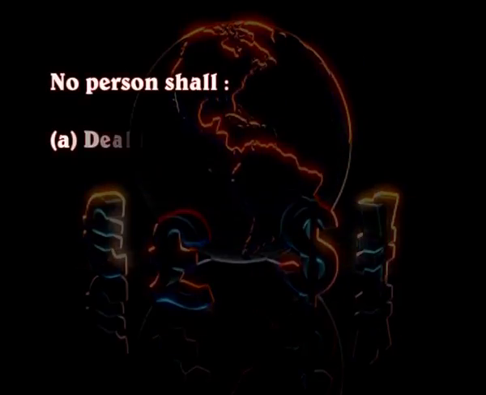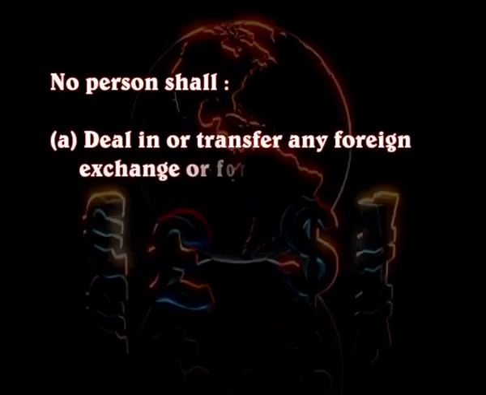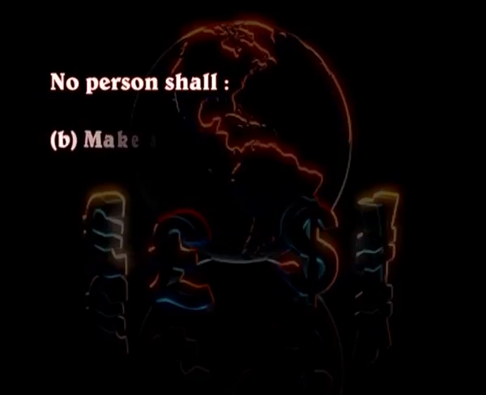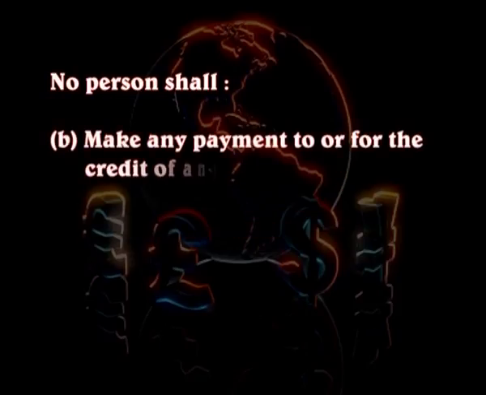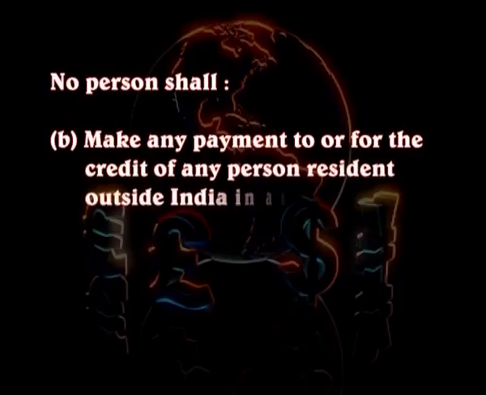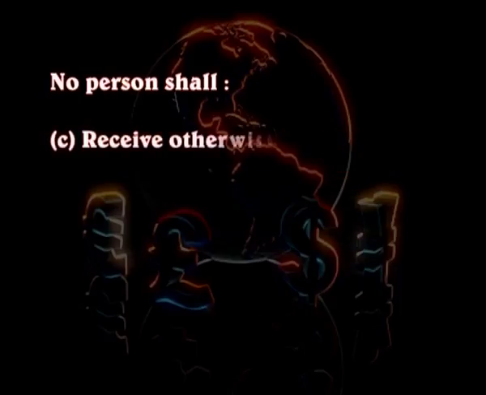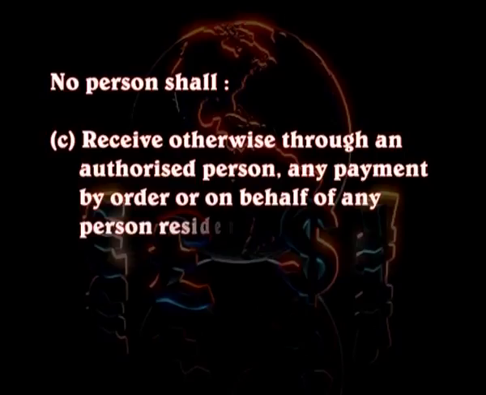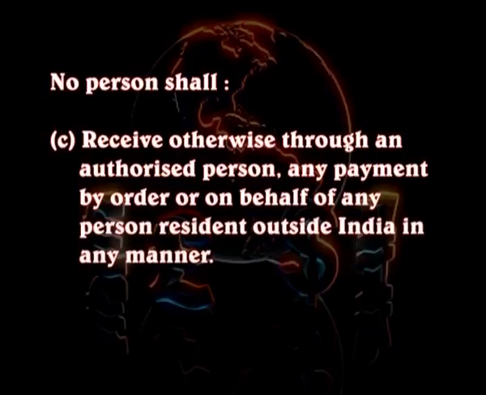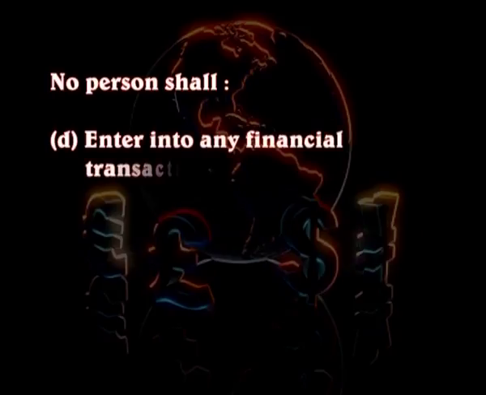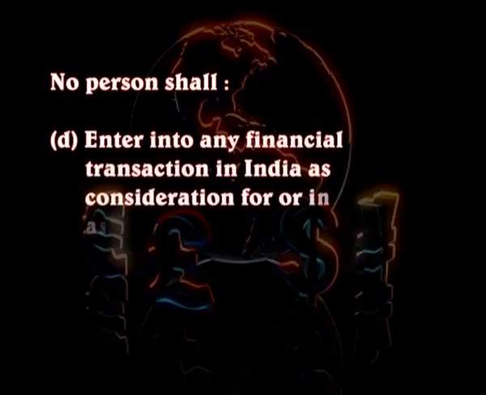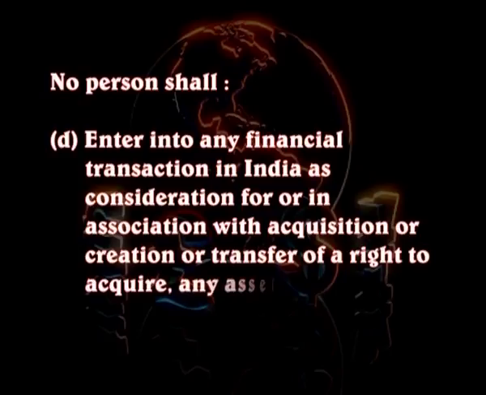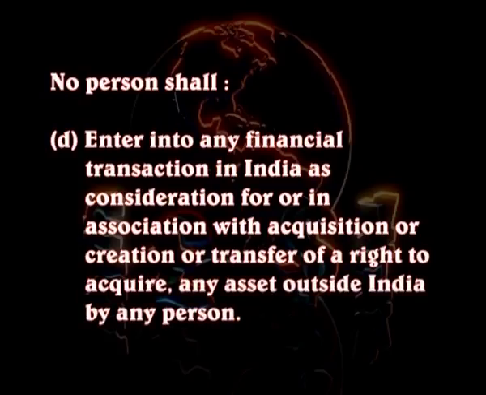No person shall: A. Deal in or transfer any foreign exchange or foreign security to any person not being an authorized person. B. Make any payment to or for the credit of any person resident outside India in any manner. C. Receive otherwise through an authorized person any payment by order or on behalf of any person resident outside India in any manner. D. Enter into any financial transaction in India as consideration for or in association with acquisition or creation or transfer of a right to acquire any asset outside India by any person.